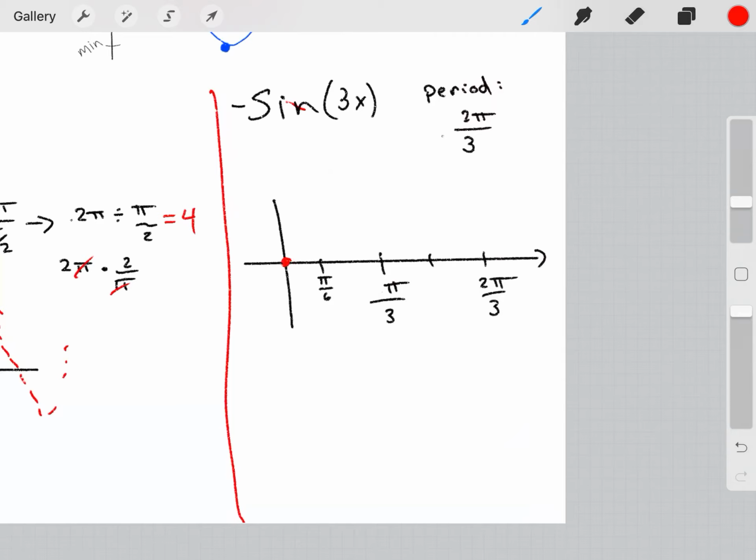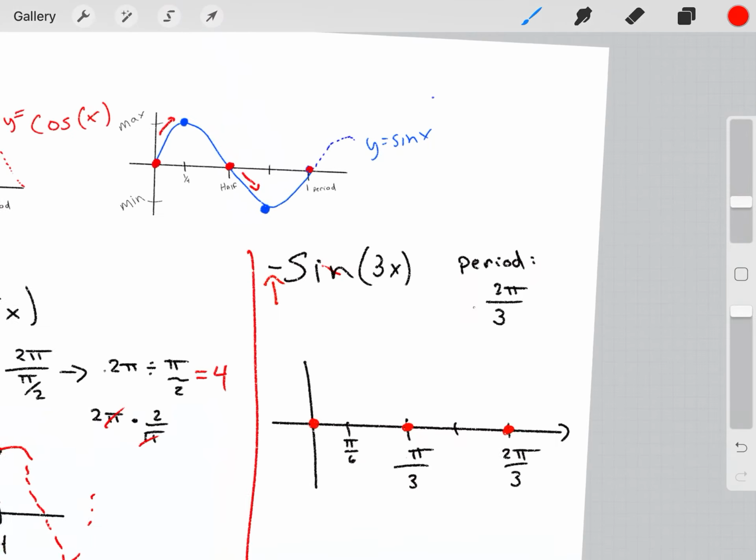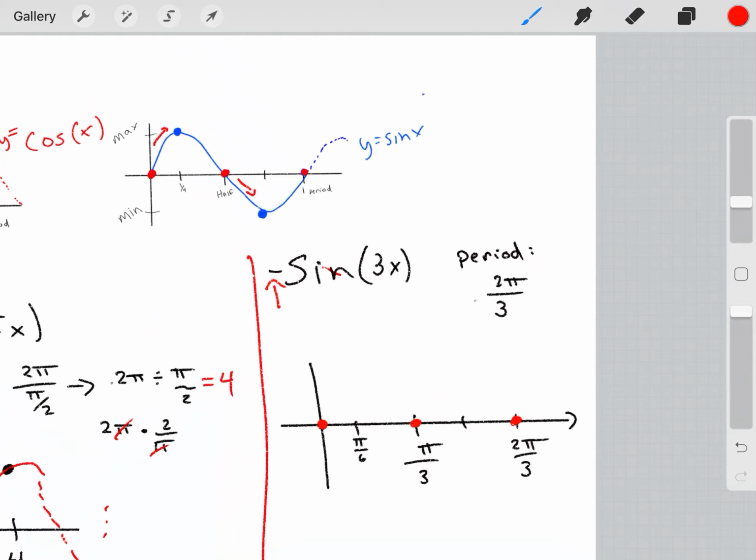Now sine's still going to start at 0, still going to end at 0, and in the middle is still going to be 0. But since this is negative, we're going to just go the opposite direction. So instead of going up first, we're going to go down and then up.